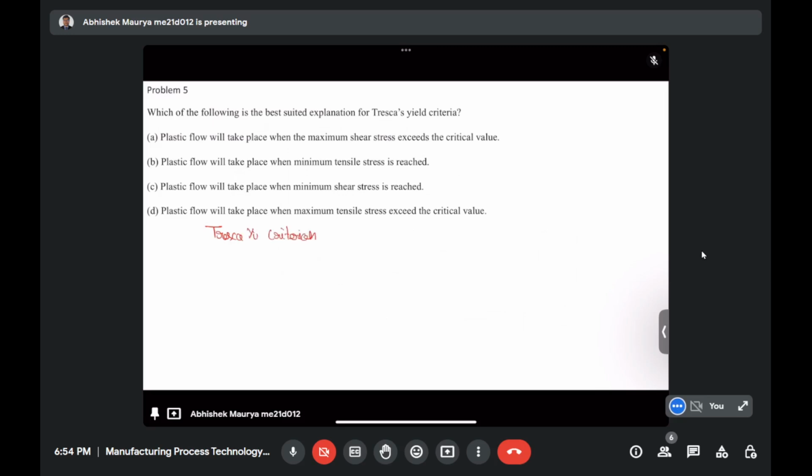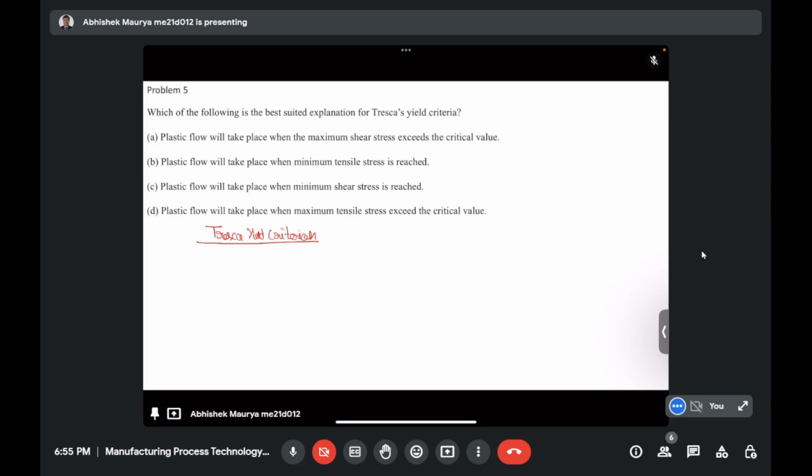Sorry, yield criterion. You might also have studied this criterion in your solid mechanics course by the name of failure theories. They are the same. Basically the Tresca criterion is used as a failure theory in solid mechanics, because there we are not interested in plastic deformation; we always work inside the elastic zone. But in the metal forming process we are mainly interested in the yielding of the material. Since we are interested in when the material will yield, we need to know the conditions after which the material will start deforming plastically.